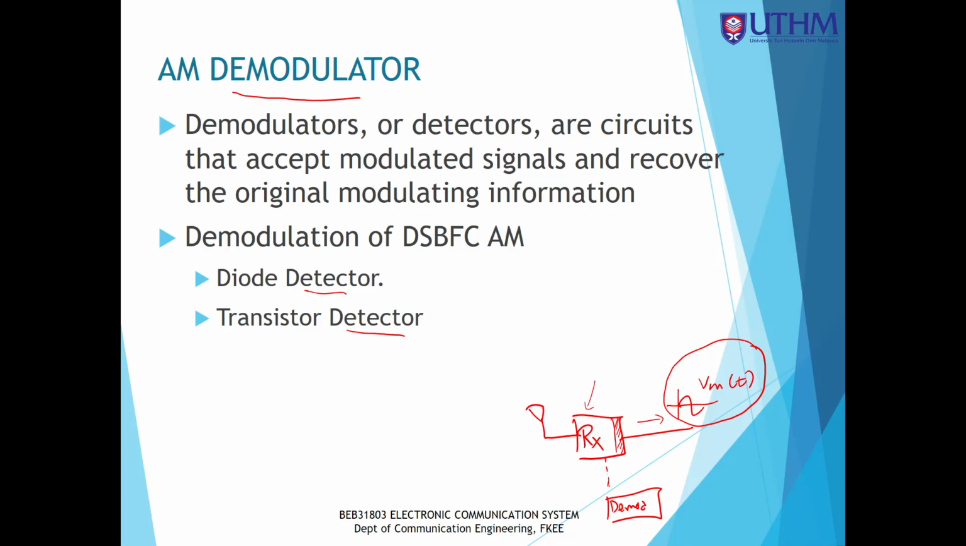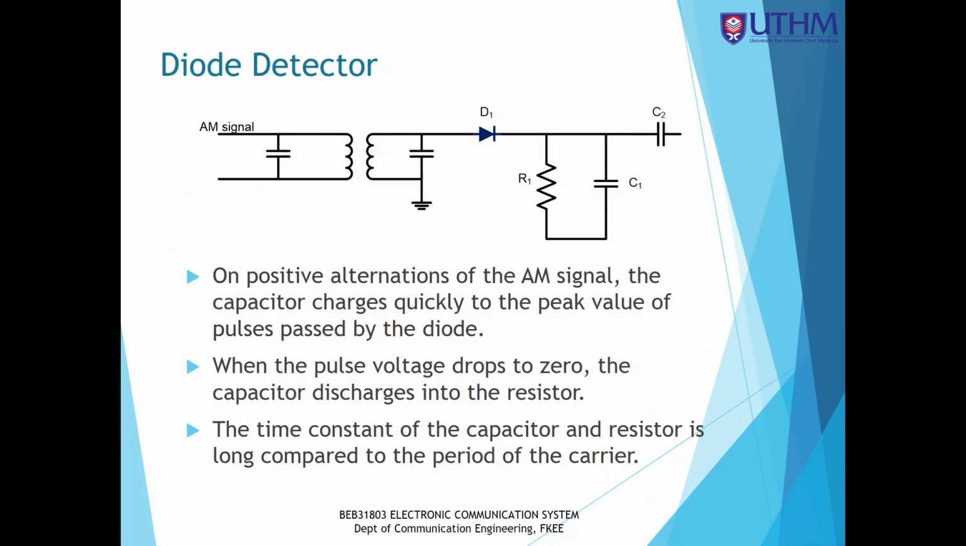So we're going to see later about the demodulation process of double sideband full carrier, how we want to retrieve the original signal from the received double sideband full carrier signal. So, diode detector and also transistor detector. So this is the diode detector.